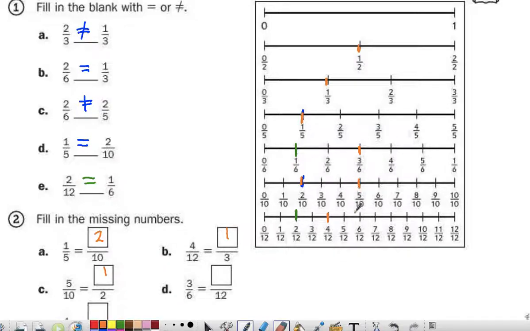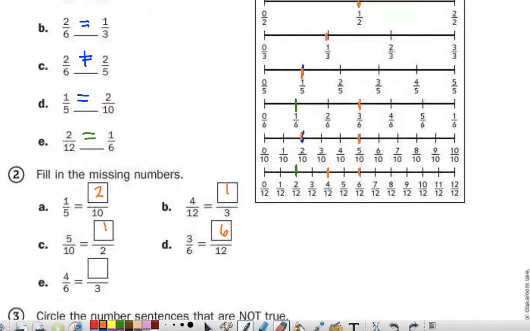3/6 is equivalent to how many twelfths? 6/12. And 4/6 is equivalent to how many thirds? 4/6 is here, travel up, 2/3. Now remember our equivalent fractions rule. We could also say that to go from 5 to 10, we multiply by 2. So in order to find the new numerator, the equivalent numerator, I would do the same thing.